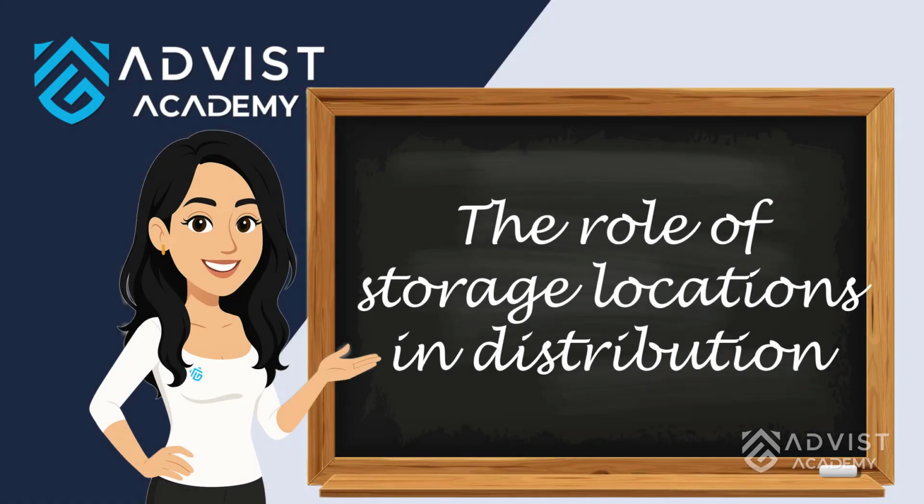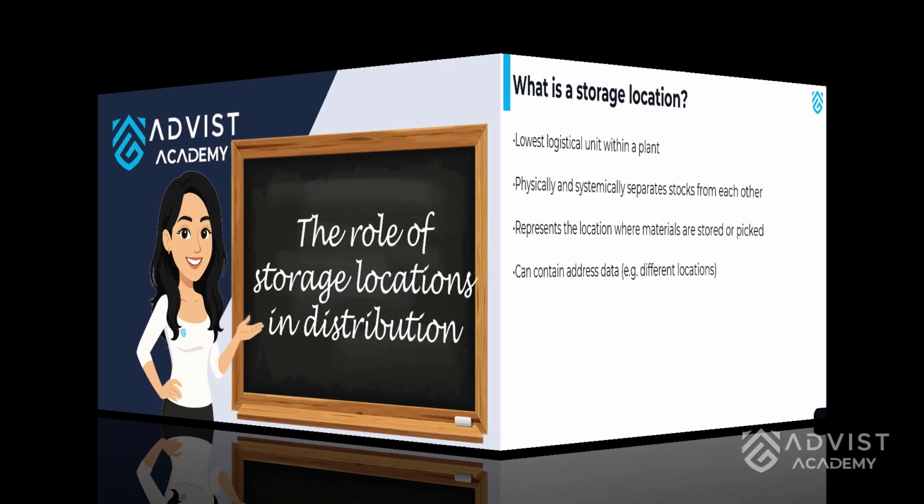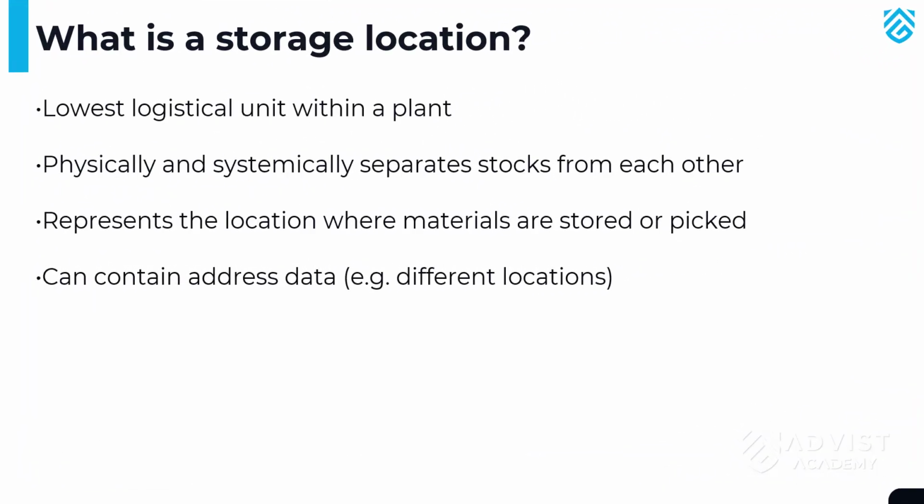In this video, we take a look at the role that storage locations play in distribution. In the SAP system, storage locations play an important role in the sales process. They are the lowest logistical unit within a plant and serve to physically and systemically separate stocks from one another. Each storage location therefore represents a specific place where materials are stored, picked, or made available for dispatch.